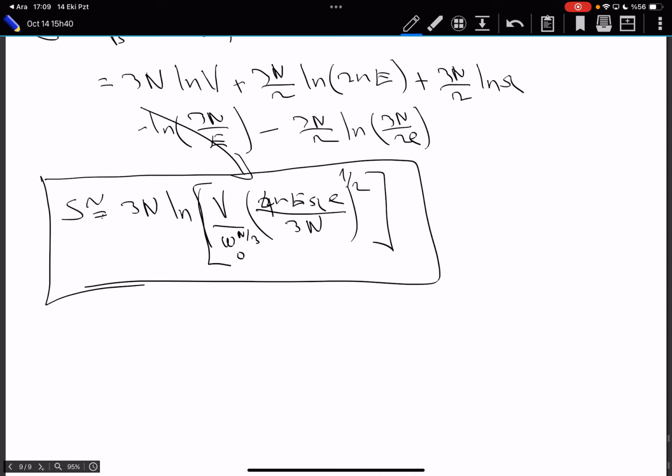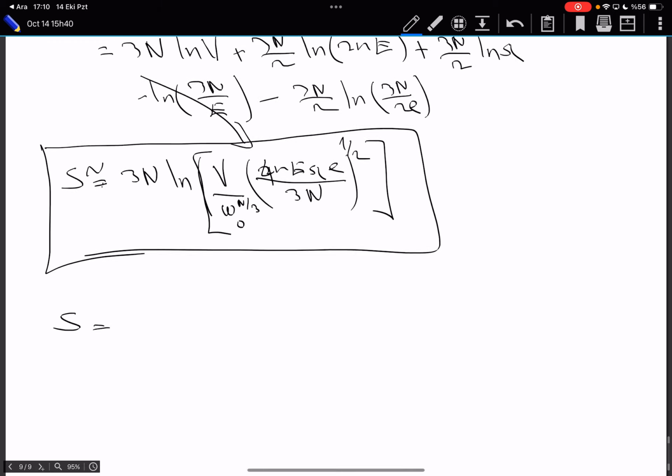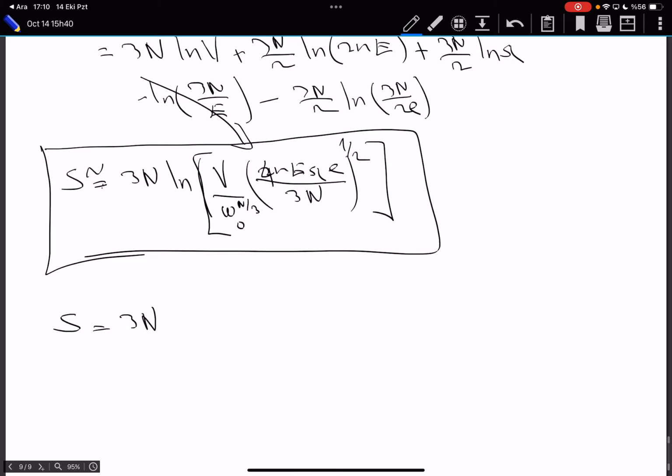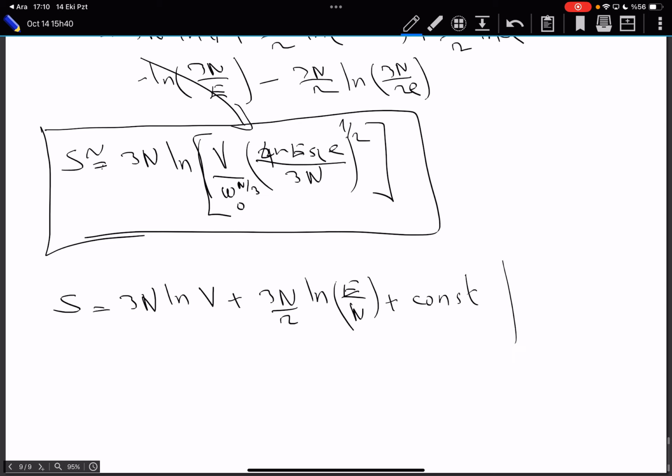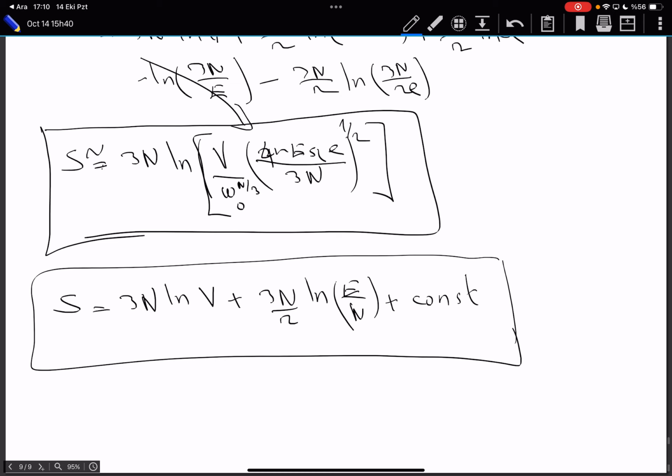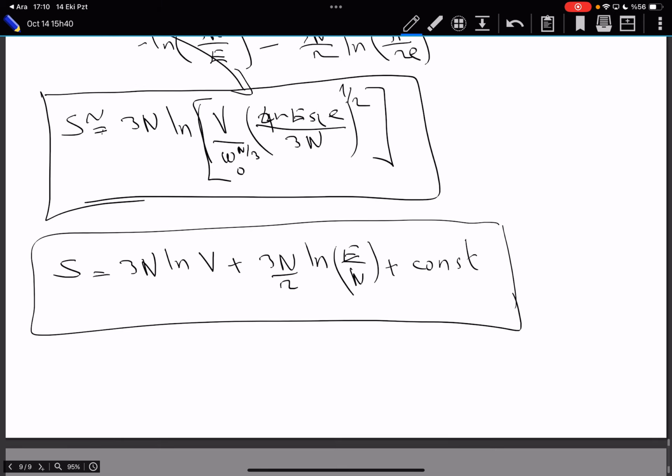Now, let us, before looking at what this omega 0 is, look at a different problem. You see, this entropy has 3n times logarithm of v plus 3n over 2 times logarithm of e over n plus some constant. This is the entropy I have. And that constant is independent of v, independent of n, independent of anything.